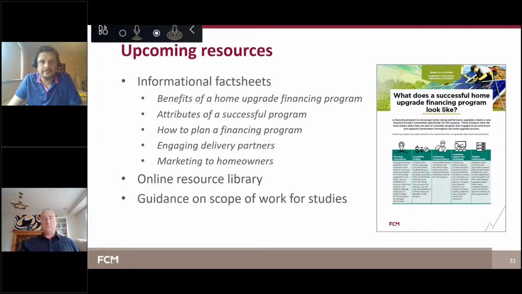In terms of upcoming resources that we'll be able to share on our website and with all of you, we have some informational fact sheets. These are really quick bites that will provide key information. So we'll be looking at benefits of a home upgrade financing program, attributes of a successful program, how to plan a financing program, engaging delivery partners, and marketing to homeowners. We'll also have an online resource library that'll help you access other additional sources of information that can be helpful for you as you're planning out your community efficiency financing program. And we'll also be providing guidance on scope of work for these studies, and that'll come a little bit later, towards the end of the summer, early on in the fall.